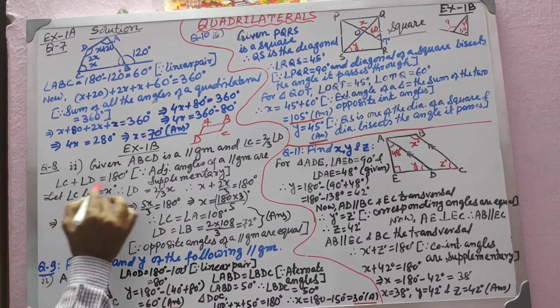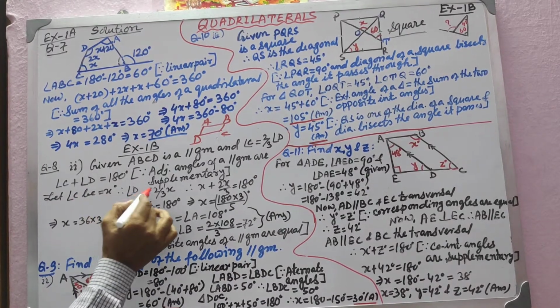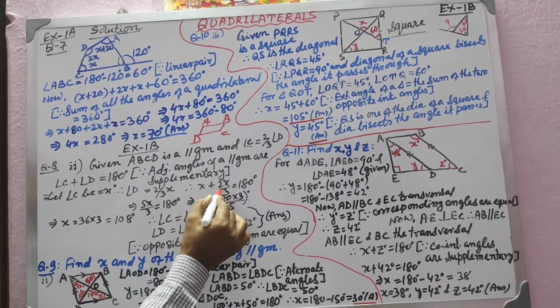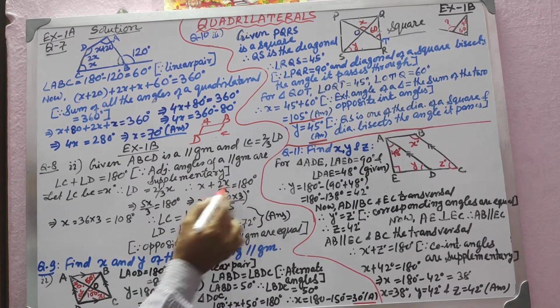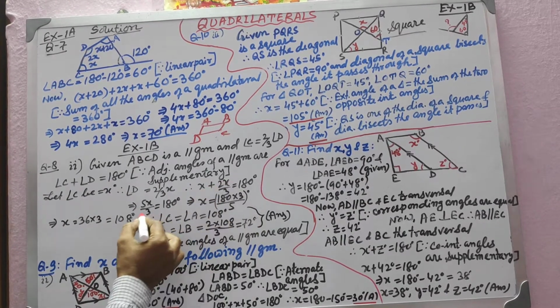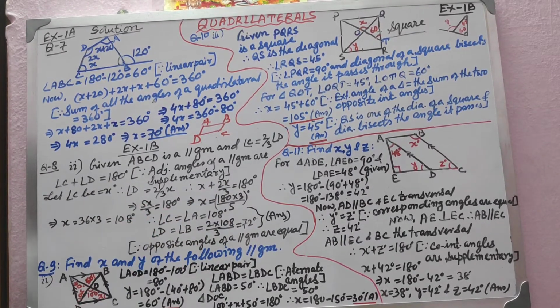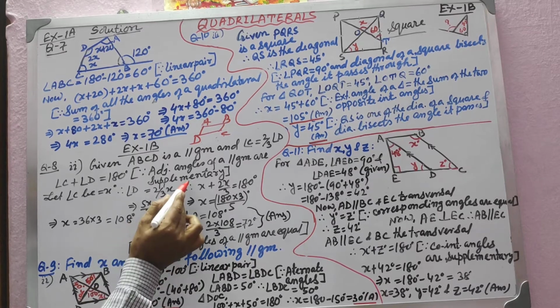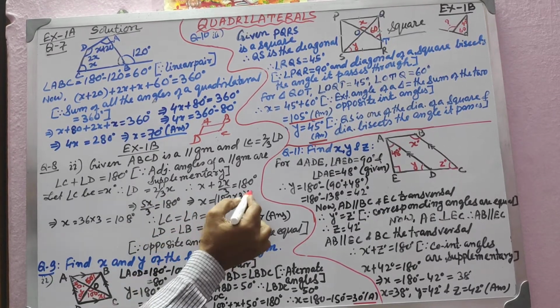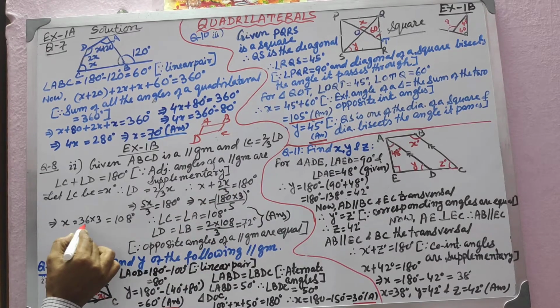Let C be x degree. Therefore D will be 2/3 of x. Now x plus 2/3 of x, that is 5x by 3, is equal to 180 degree, because C and D together make 180 degree. So x will be 180 into 3 divided by 5 degree. If you solve it, you will find x is equal to 36.